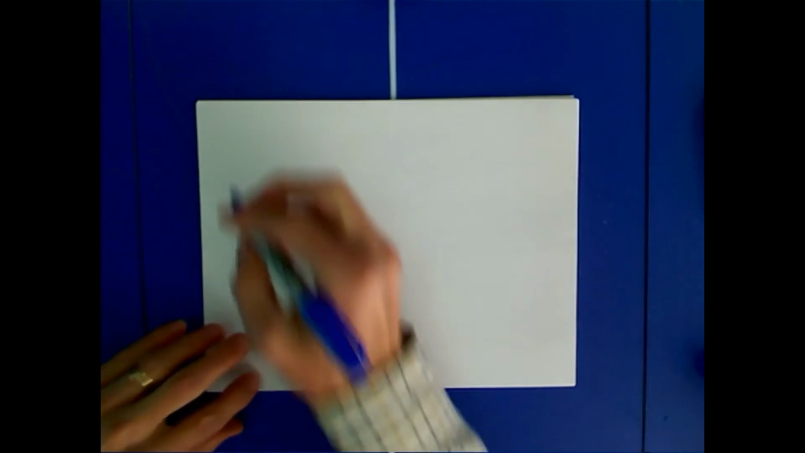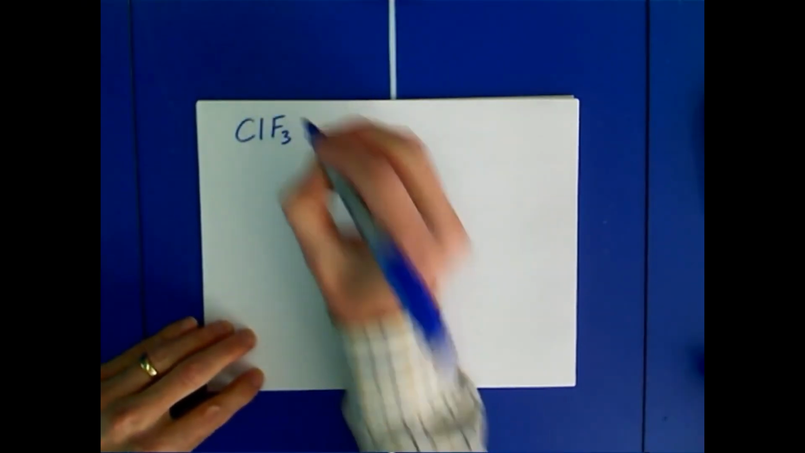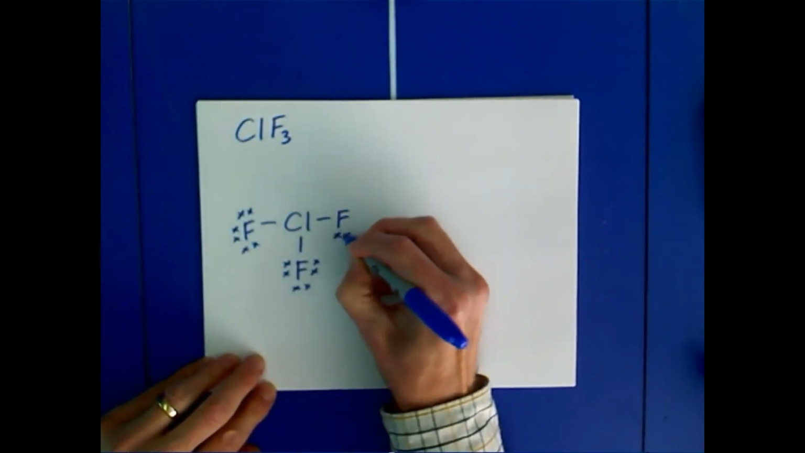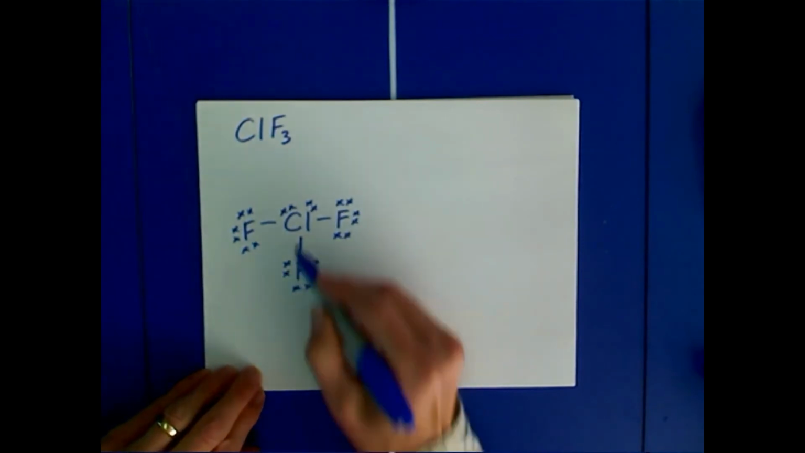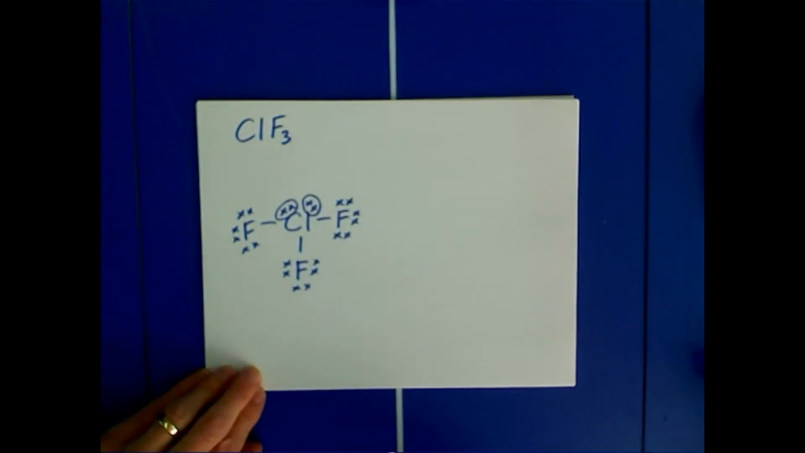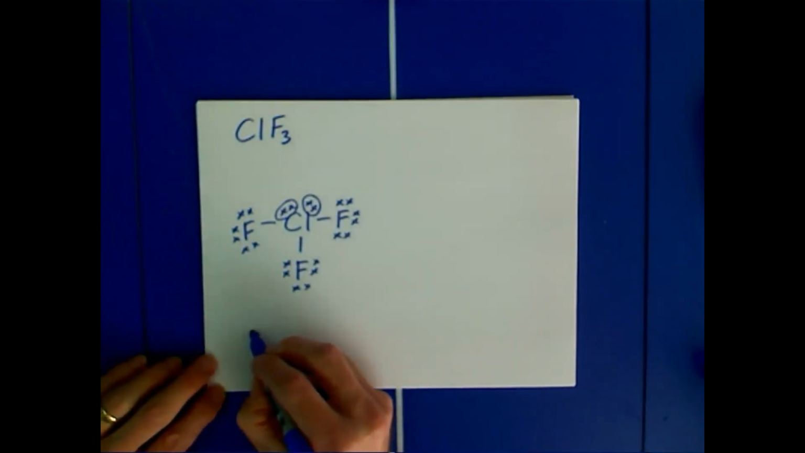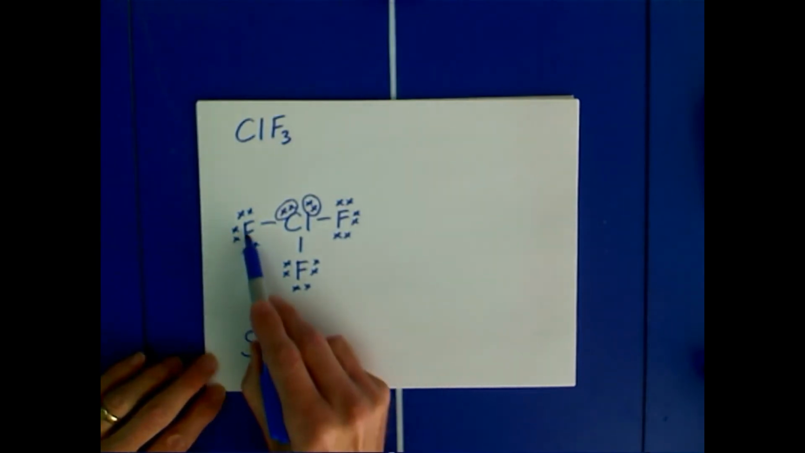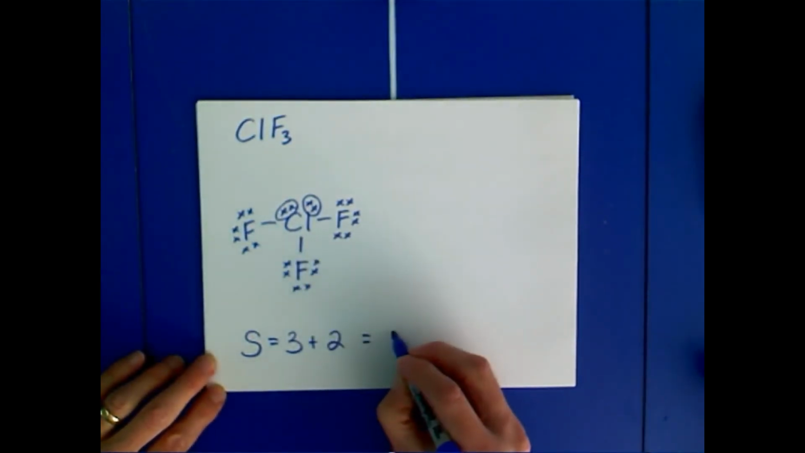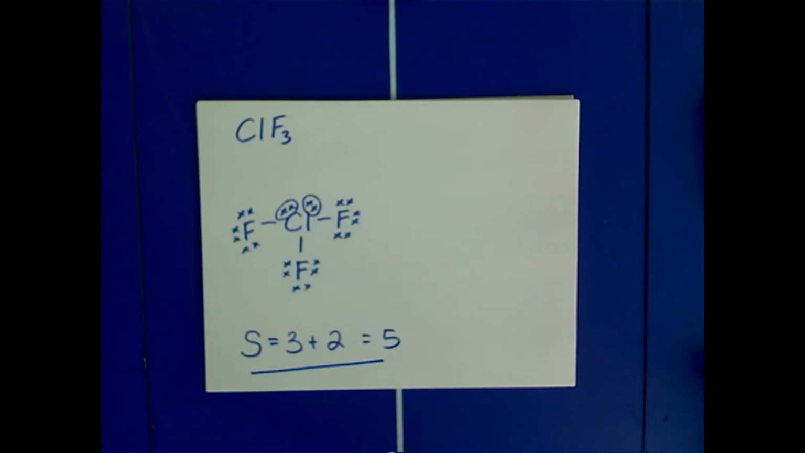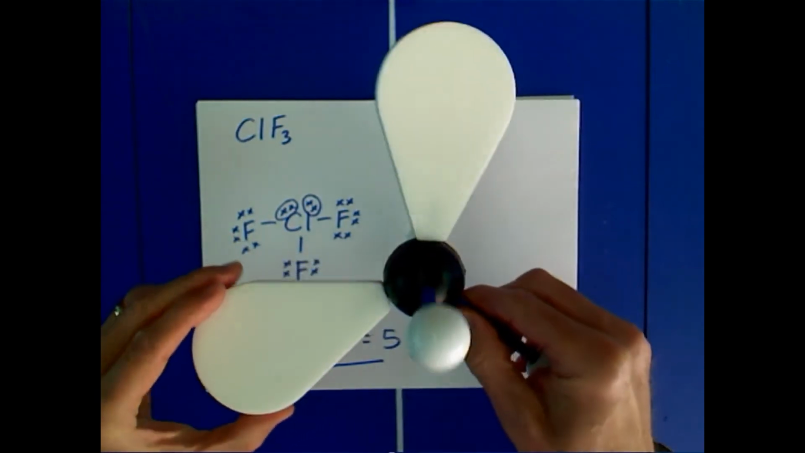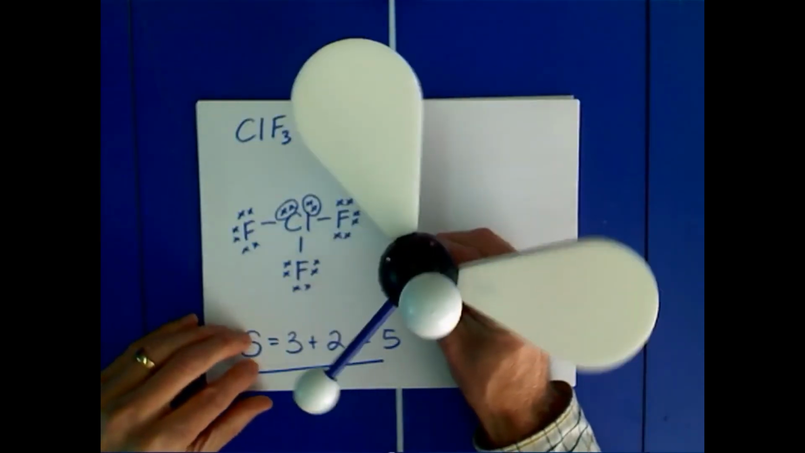Finally, we'll take a look at chlorine trifluoride, the Lewis structure of which looks like this, in which we're going to need to recognize that there are 2 lone pairs on the central atom. And if we're going to find the steric number for this particular Lewis structure, we're going to recognize we have 3 atoms attached plus 2 lone pairs for a steric number of 5.